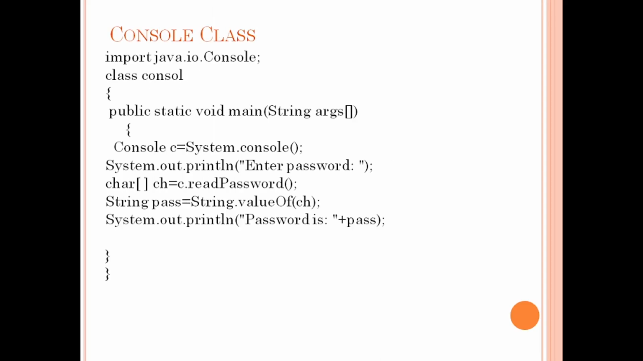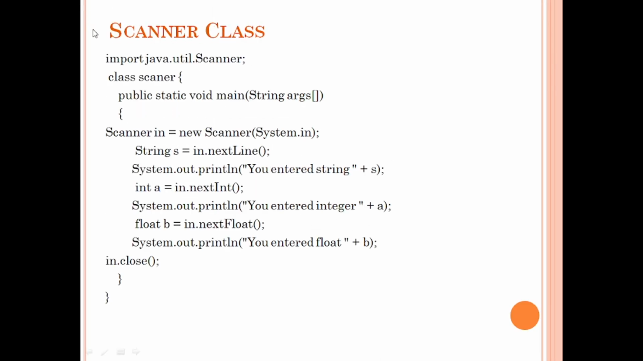Next, another method, that is the Scanner class. For the Scanner class, we need to import the java.util.Scanner package. Then again, as we created the object in the Console class, we need to create the object in the Scanner class also. Scanner in equals new Scanner(System.in). Now in is the object of the Scanner class.